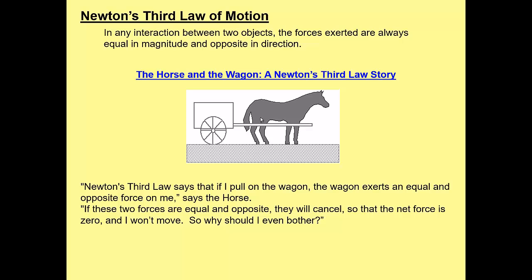Now, obviously, there's something wrong here. You know that a horse can pull a wagon and go to market. This is a possible thing, especially when it's on wheels, and that kind of thing. So you know this can happen.